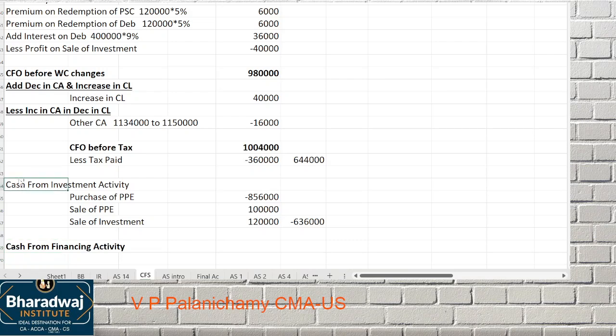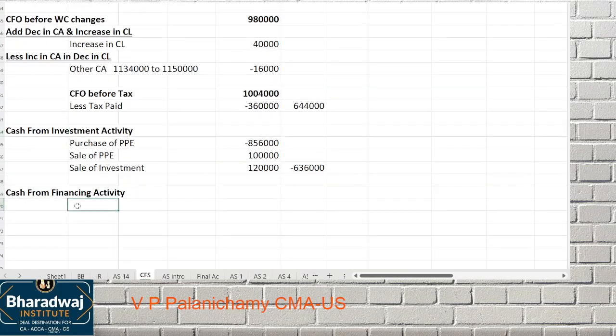Cash from financing activity. What and all will come in financing activity? Debentures redeemed. The 1,20,000 plus 6,000. We redeemed 1,26,000, minus 1,26,000. Then preference share capital redeemed. Same 1,20,000 plus 5% premium.